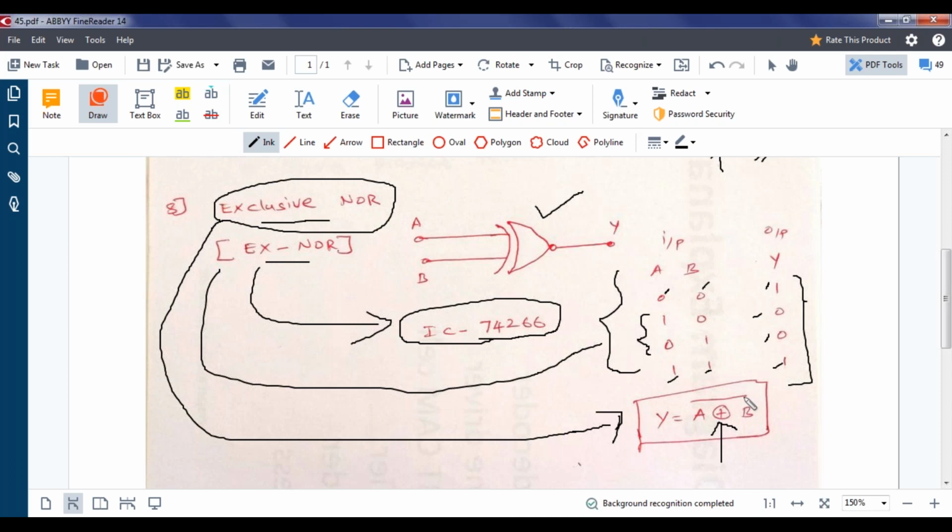So hope you all noted these points: symbol, IC number, then truth table, then algebraic expression. Have you all understood up to now? Reply through chat. Dear students, up to now it's clear for you. Have you all noted? Yeah, thanks for your response. So I will post this document in Google Classroom, so after that you can refer to it.